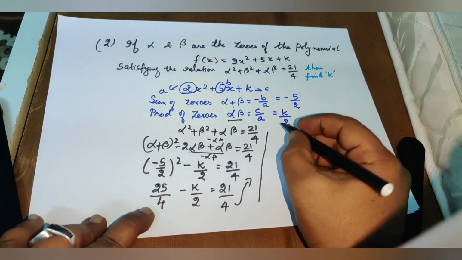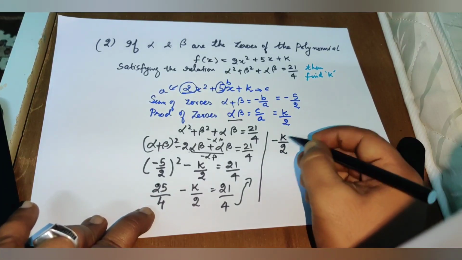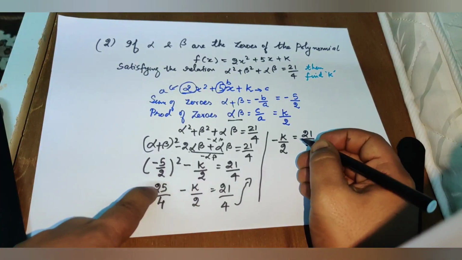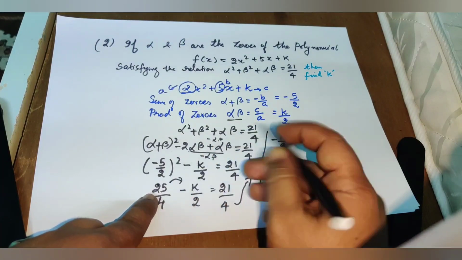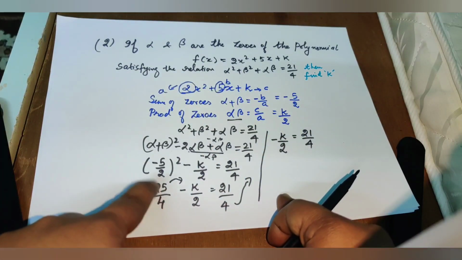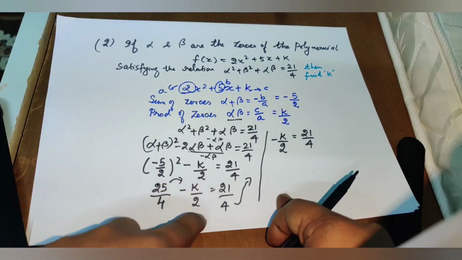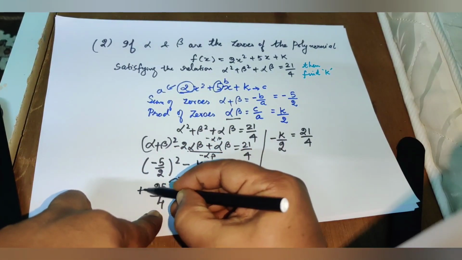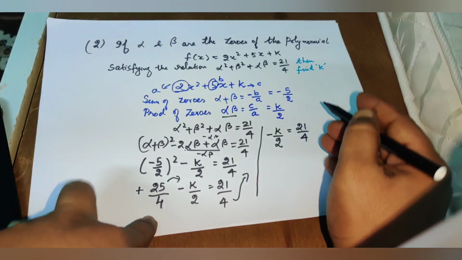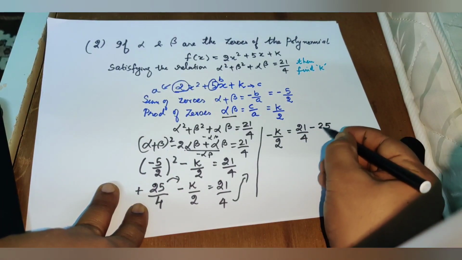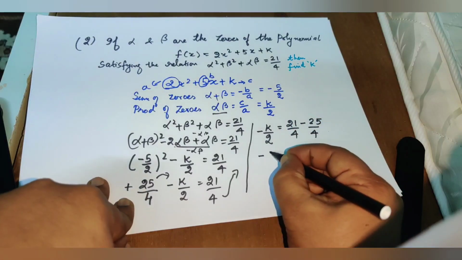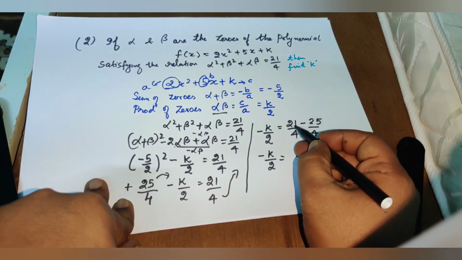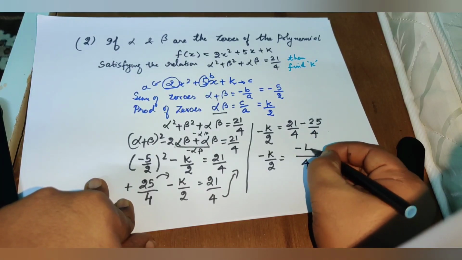Since the space is congested, I'll continue here. Minus k by 2 we can keep on the left hand side itself, which is equal to 21 by 4, and this 25 by 4 when it goes to that side. Note that the fraction is added, so it is a positive sign, and this fraction and k by 2 are both subtracting. The 25 by 4 is positive, and when it goes to that side it becomes negative 25 divided by 4. Minus k by 2 is equal to, since the denominator is common, 21 minus 25, which is minus 4.